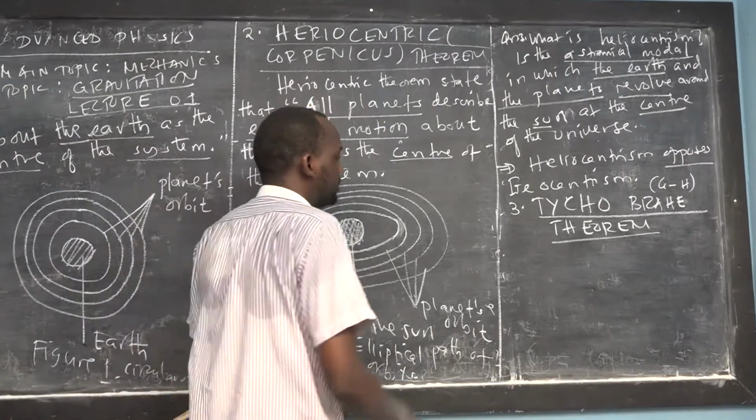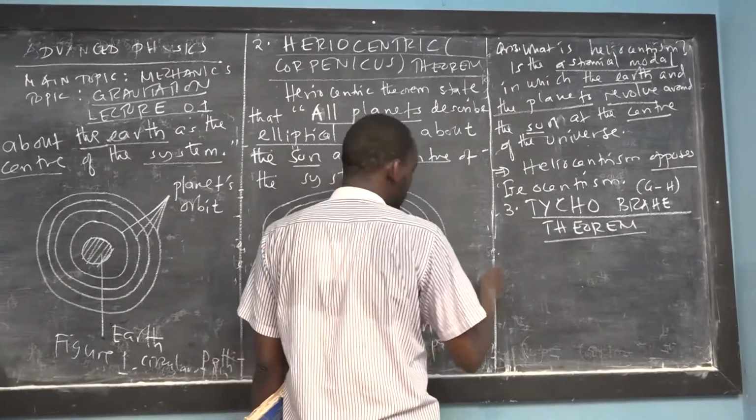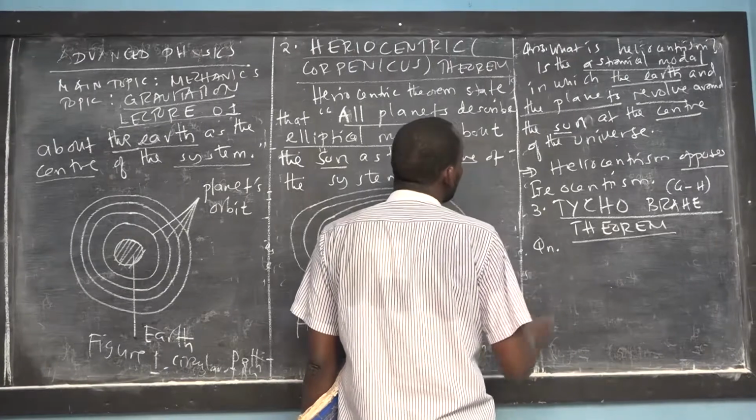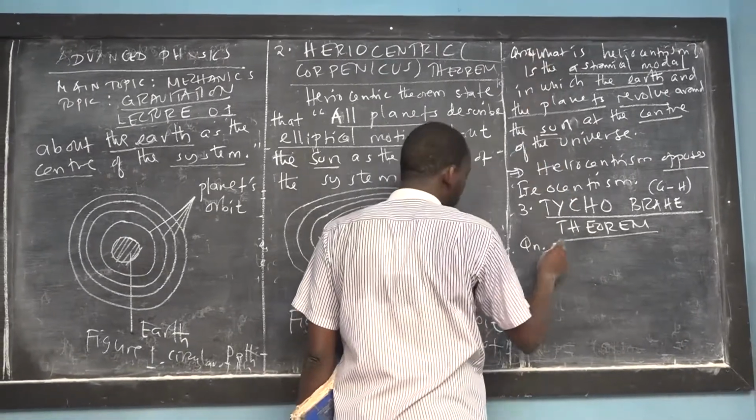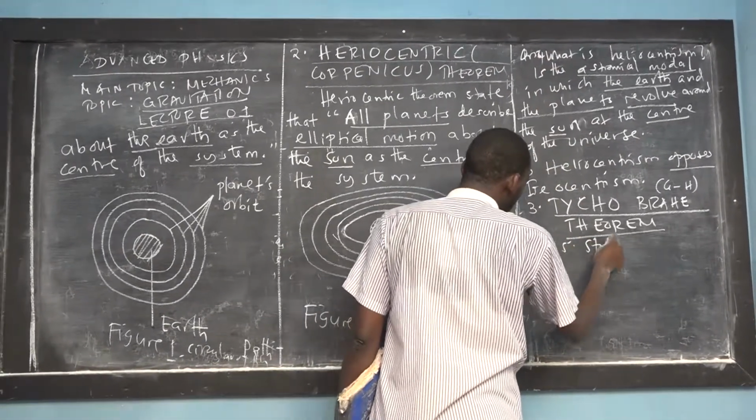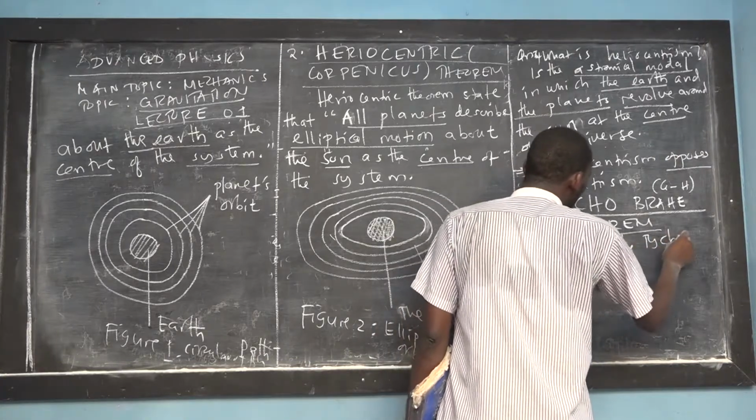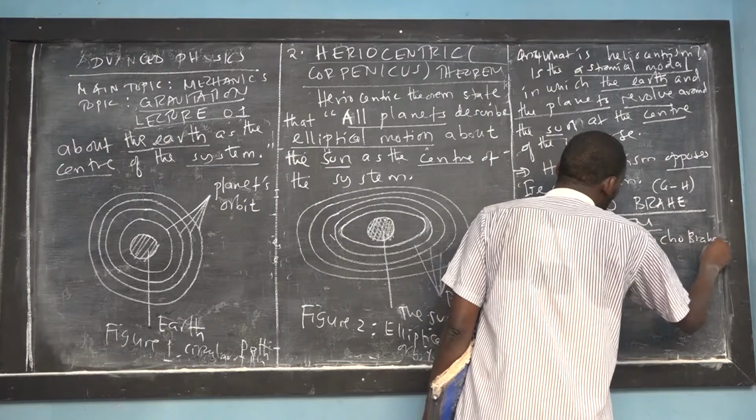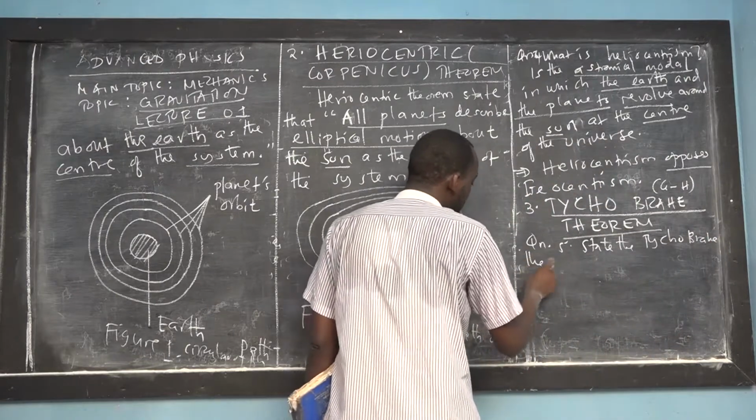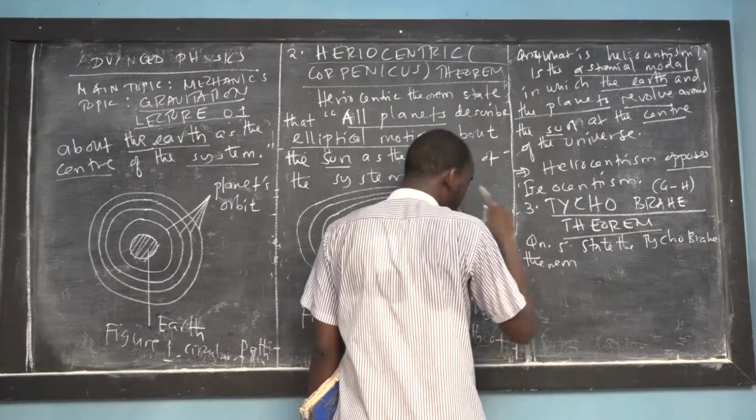How does this theorem state? That's the question. Say that this is question 4, question 5. You can find the exam asking you to state the Tycho-Brahe theorem.